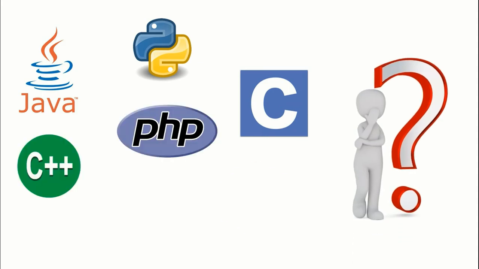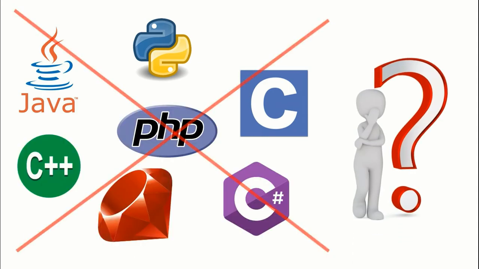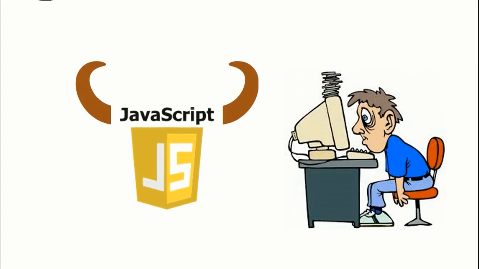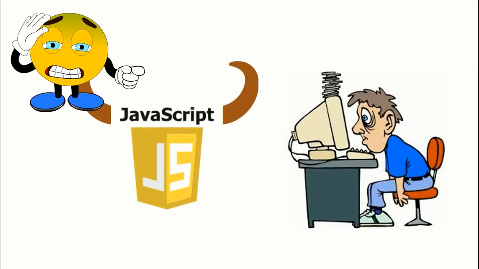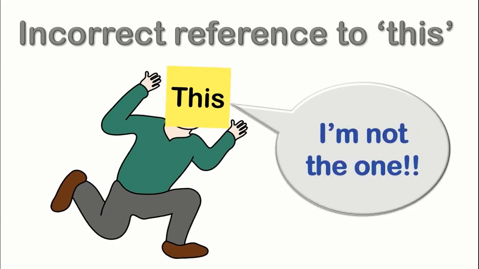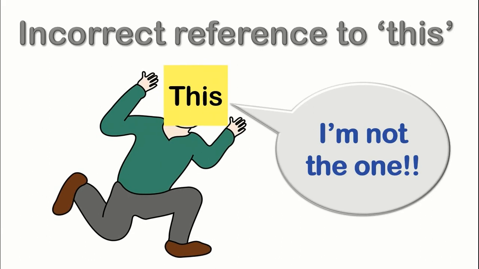In today's video, we are not going to talk about mistakes that are common between all programming languages. Instead, we are going to focus on mistakes that developers make specifically when using JavaScript. Mistake number 0. Because mistake starts at 0. Referencing the wrong object using this.